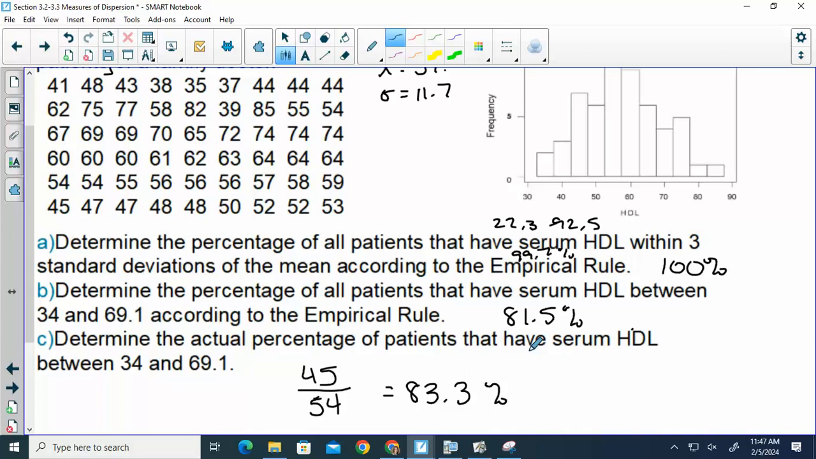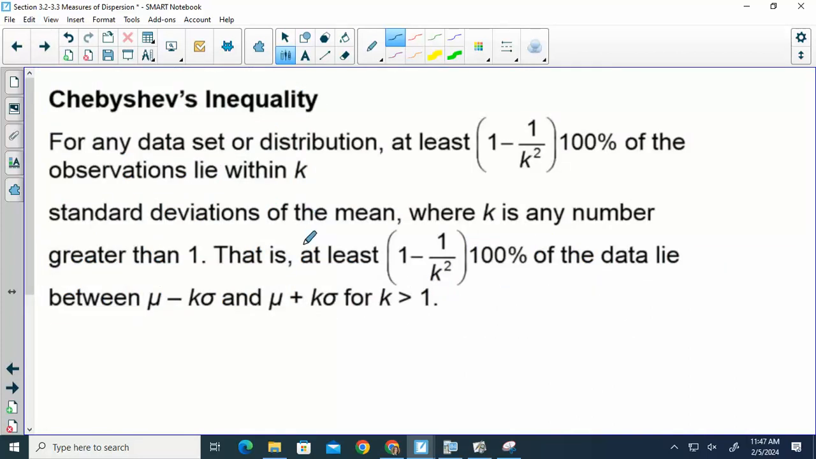All right, so the second piece is what if it's not bell-shaped data? Then we have to use what's called Chebyshev's inequality. This applies to any data set. You would expect to see at least 1 minus 1 over k squared of the observations lie within k standard deviations of the mean. So if you wanted within 5 standard deviations of the mean, your k would be 5. So k is the number of standard deviations.